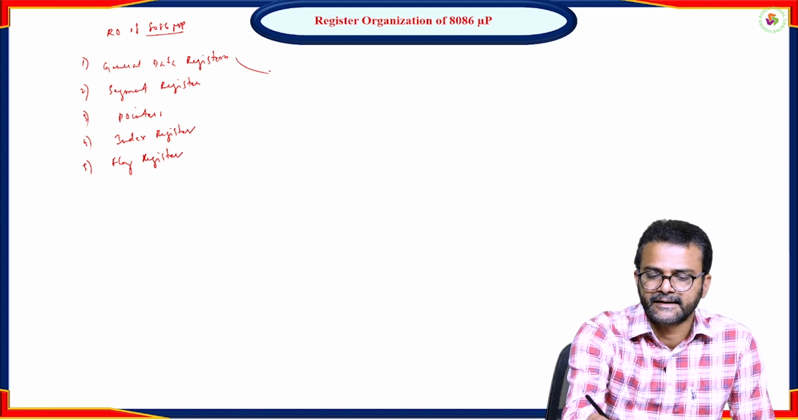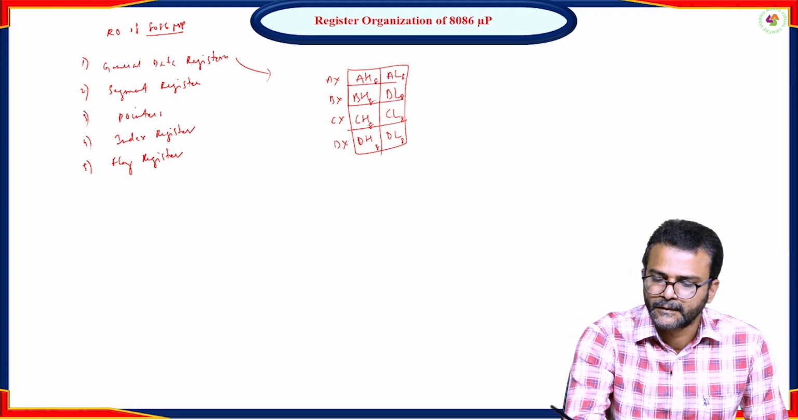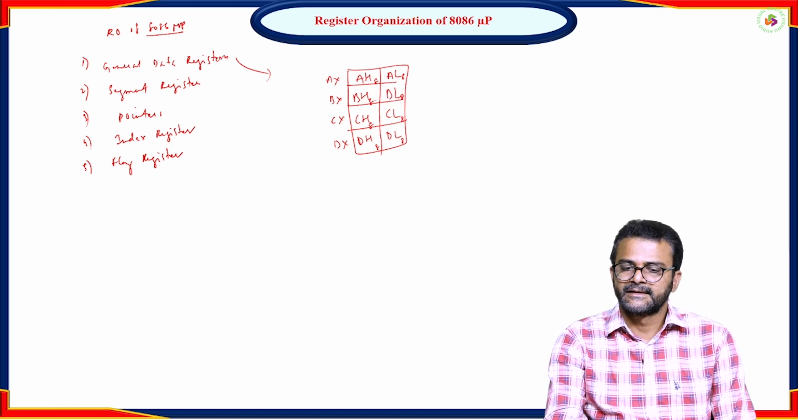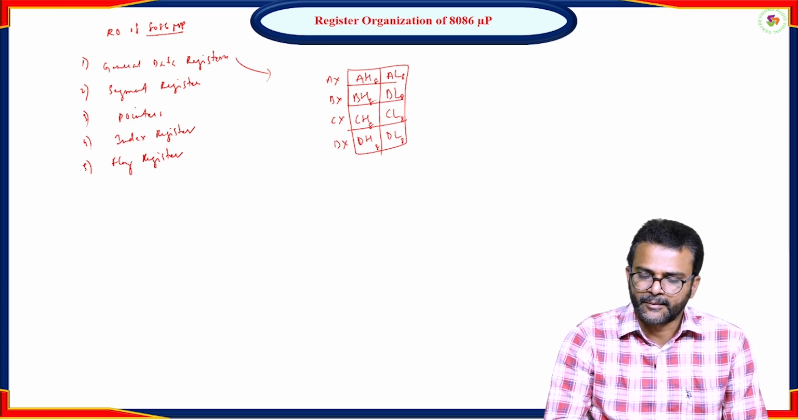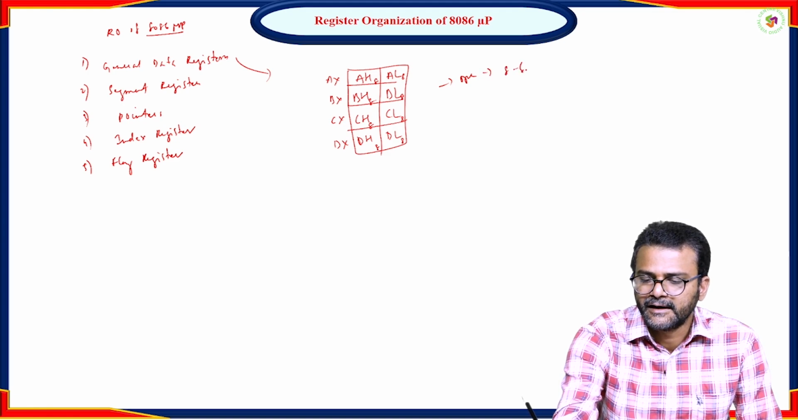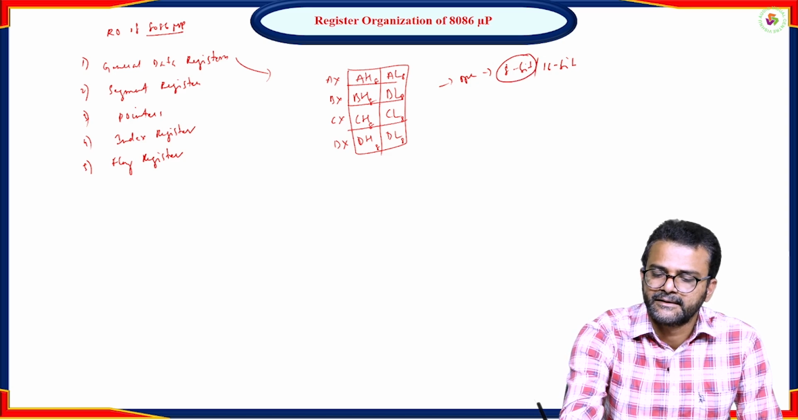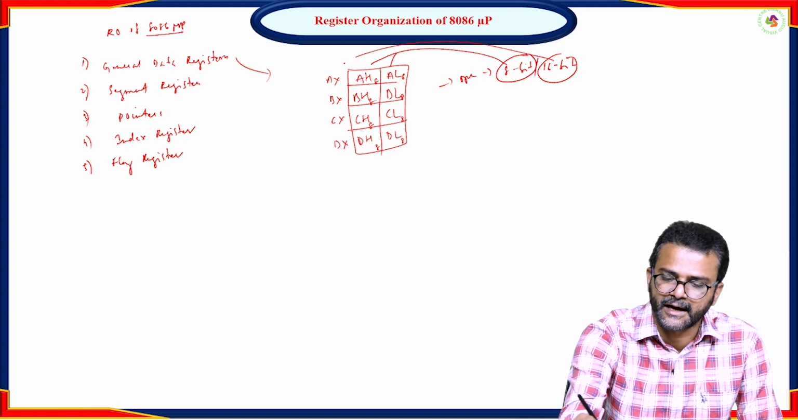In the general data registers, mainly we have 4 registers: AX, BX, CX, DX. These are the general data registers, and all of them are 16-bit. Taking AX, any operation can be done either in 8-bit or in 16-bit. If you want to perform an operation in 8-bit, I can use either AH or AL. If I want to perform an operation in 16-bit, then I use AX.